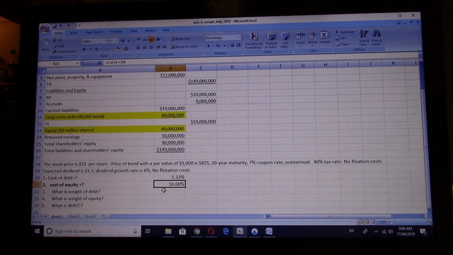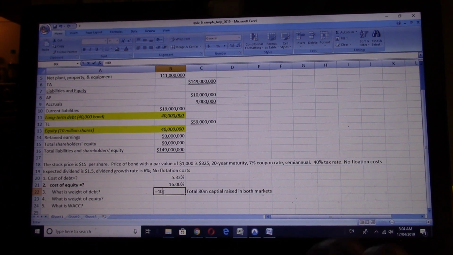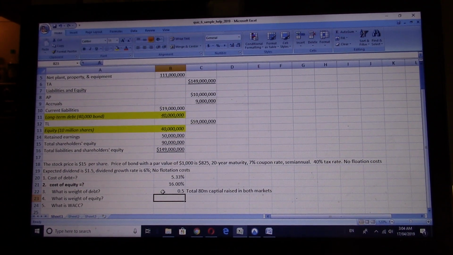Weight of debt. So we have a total of 80 million capital raised in both markets. So 40% is from the debt market. So it should be 40 million over 80 million. So it should be 0.5. And for weight of equity, since weight of debt and weight of equity should add up to 1, we can use 1 minus the weight of debt. Or we can use $40 million of equity divided by the total capital, $80 million. So it should also equal 50%.